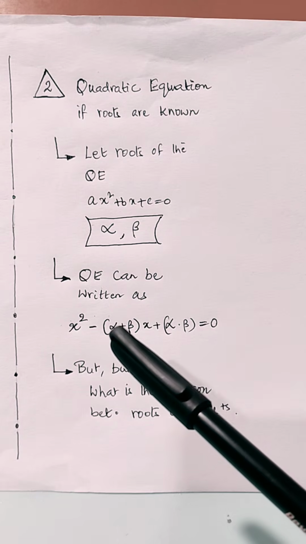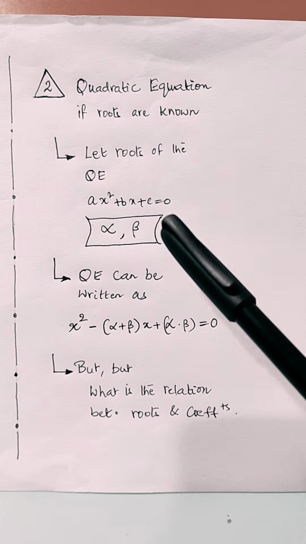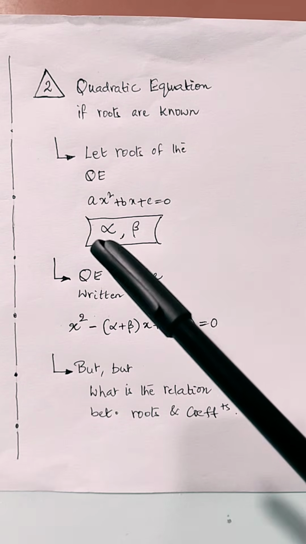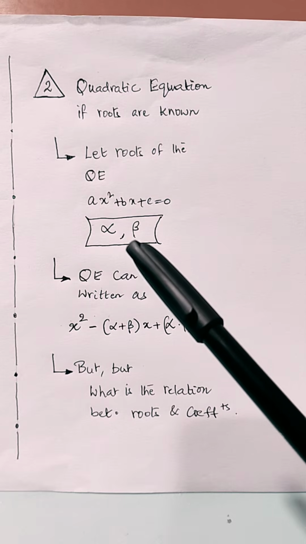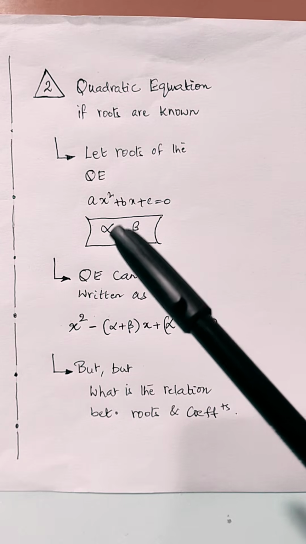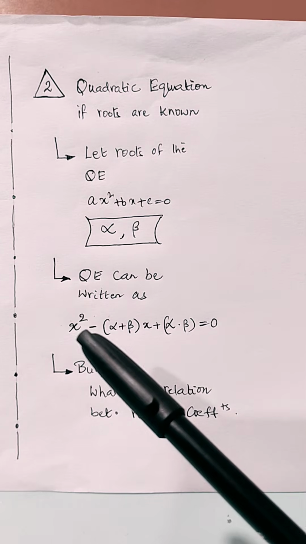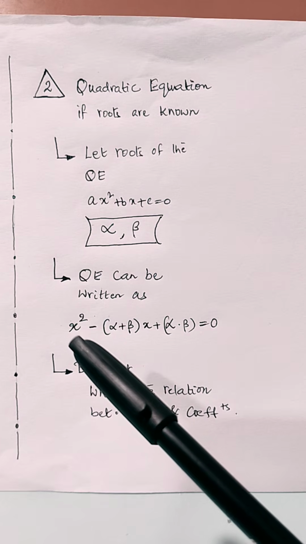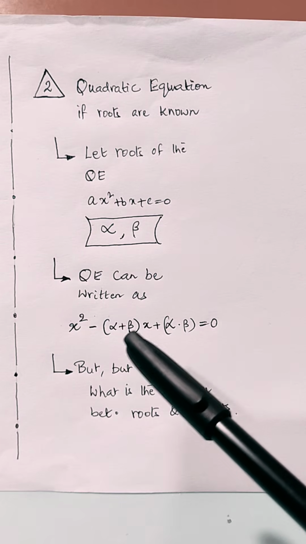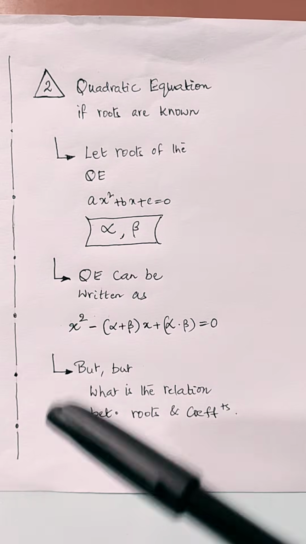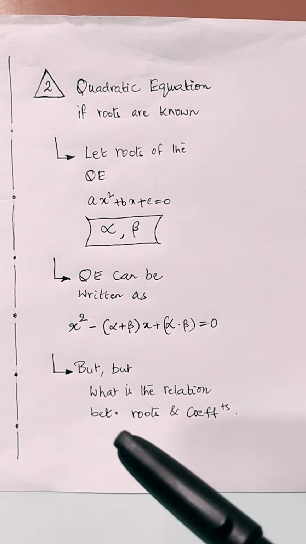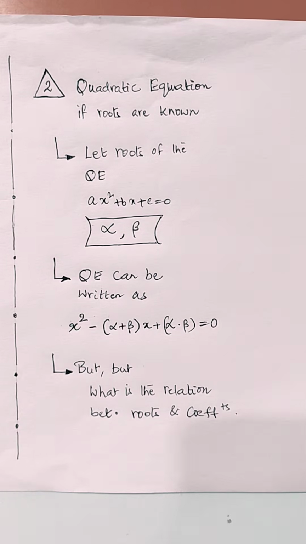Then suppose I am given a quadratic expression instead, that is ax square plus bx plus c only, then I will call alpha comma beta the zeros of the quadratic expression. Then I will write the quadratic expression as x square minus of alpha plus beta into x plus alpha into beta. But wait, is there any relation between the zeros and the coefficients?